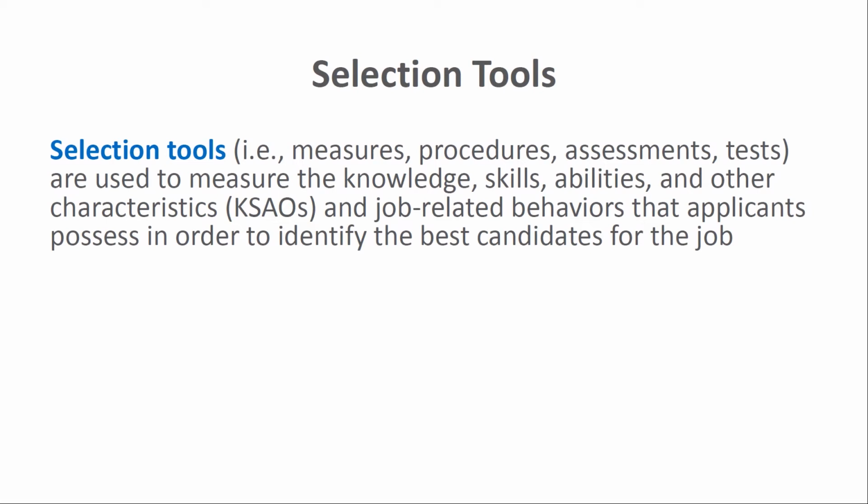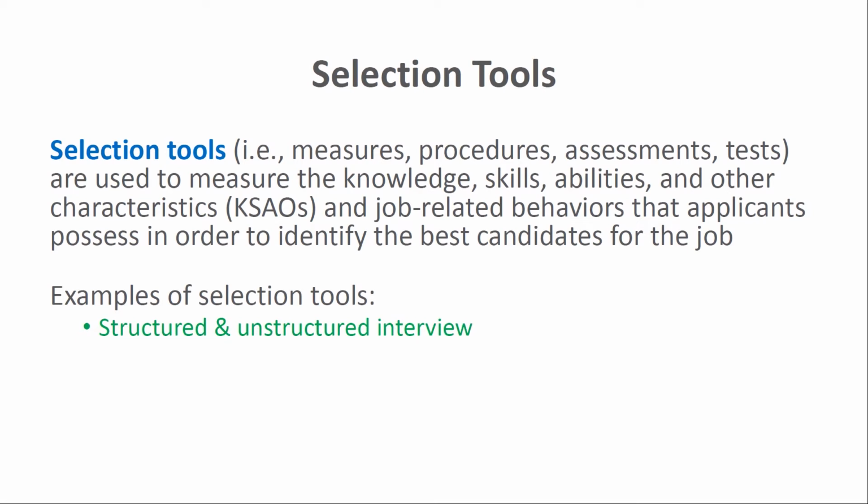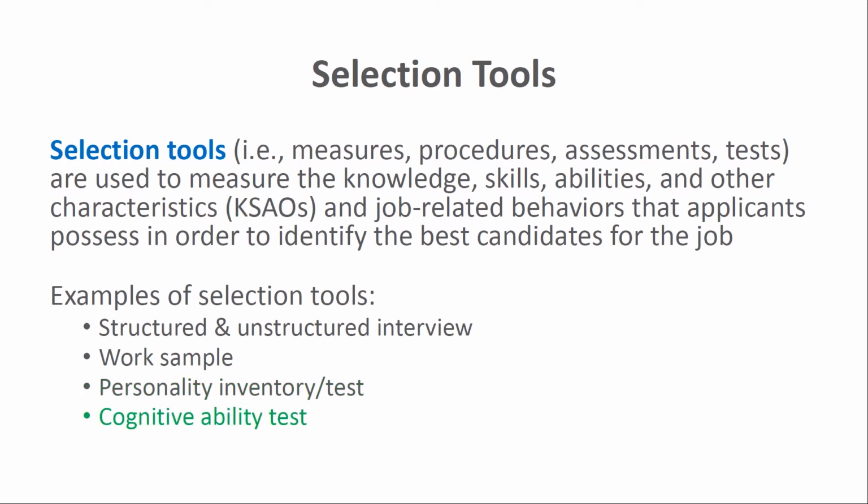Now, selection tools are used to measure the knowledge, skills, abilities, and other characteristics, or KSAOs, and job-related behaviors that applicants possess in order to identify the best candidates for the job. Examples of some common selection tools that you might encounter include structured and unstructured interviews, work samples, personality inventories or tests, cognitive ability tests, and situational judgment tests. These are just some common examples, and there are many other types of selection tools that we could focus on as well. So now let's talk about selection from a staffing supply chain perspective.